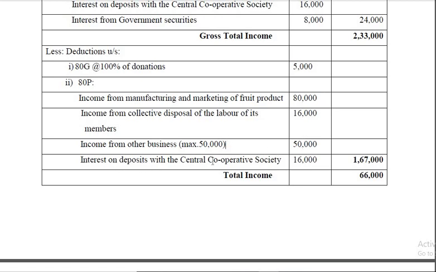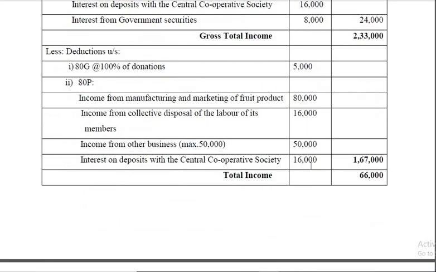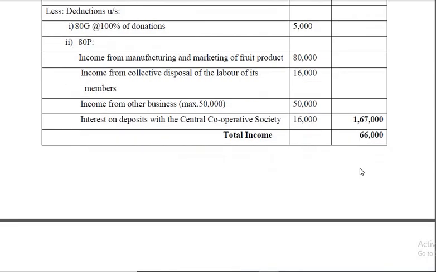Interest on deposit with the Central Cooperative Society is also deductible under 80P. So this item, 16,000 rupees, is also deductible. Therefore 1,67,000 is the deduction under section 80, that includes 80G and 80P. So 2,33,000 minus 1,67,000, you will get 66,000 taxable income.